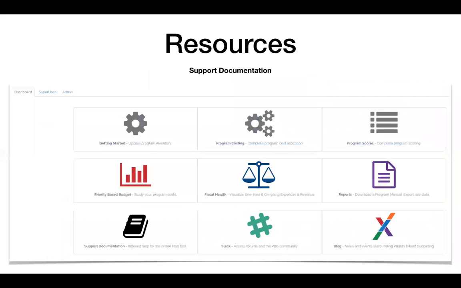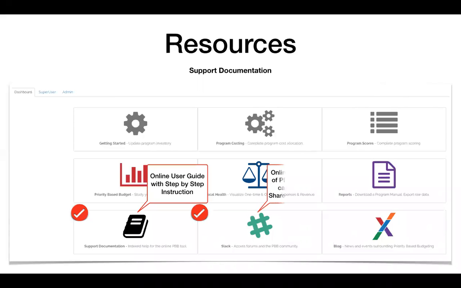The support documentation available to you is from this dashboard when you log in to your account. The support documentation in the bottom left corner are online user guides with step-by-step instructions. We also have a Slack community. This is an online community of your priority-based budgeting peers where you can ask questions, review old entries, and find uploaded documents from other communities.